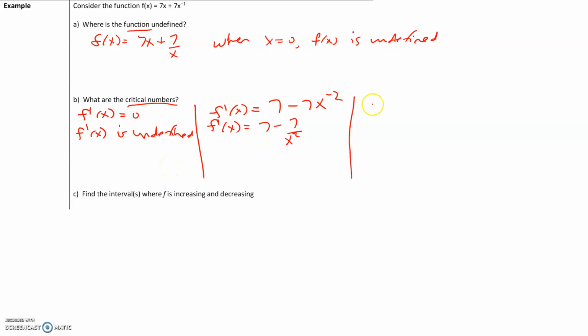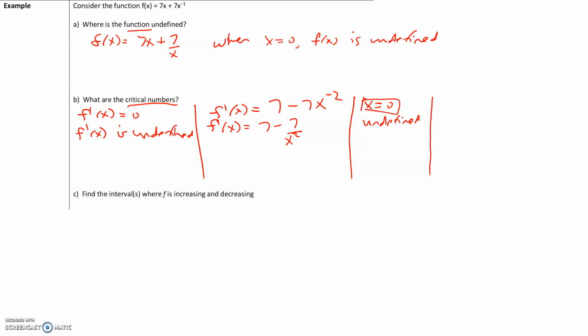So let's think about when it's undefined. If you divide by 0, it's undefined. So if x was equal to 0, then the first derivative is going to be undefined. So x equals 0 is a critical number.